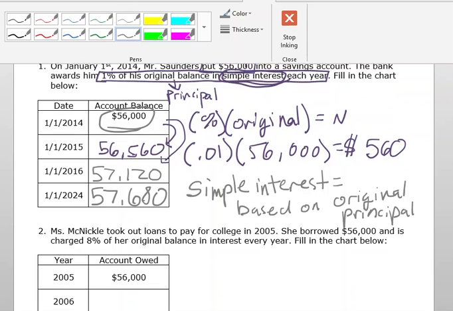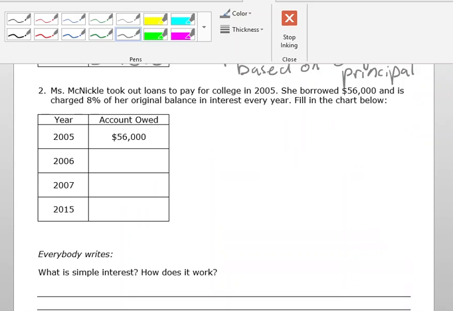Let's take a look at this next. Miss McNichol took out loans to pay for college in 2005. She borrowed $56,000 and is charged 8% of her original balance in interest every year. Fill in the chart below. Okay, very similar to what I just did. I have my $56,000 again. That's my principal.